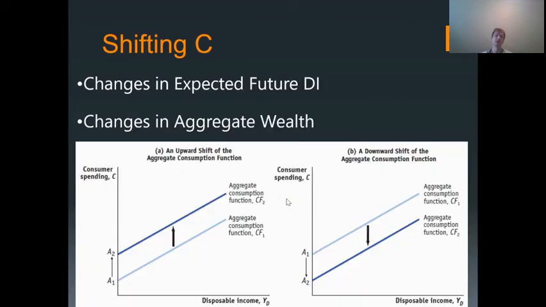Now, how do we shift the consumption? Well, you can have changes in your expected future disposable income. If people think that they're going to have an increased disposable income in the future, they will increase consumption now. And changes in aggregate wealth. Now, wealth is not income, and that's something to understand. Your wealth is the value of your assets as well. So if your home value goes up, you feel wealthier and you're more willing to spend money because you have the asset of your house to fall back on. So that's the idea. If assets in general increase in value, then people are going to be willing to spend more. So that will shift consumption up.